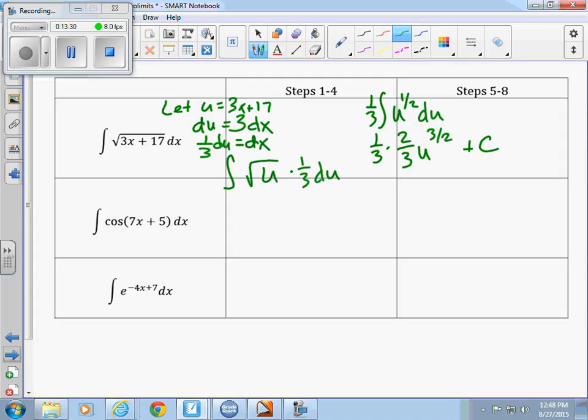Last step. Don't forget the last step. What is it? Put the x's back in. My integral did not have any u's in it. My answer should not have u's in it, right? Because that's a different problem. So I get 2/9 times 3x plus 17 to the 3/2 plus c. So this is a new thing actually for today and tomorrow. We're working on this today and tomorrow.